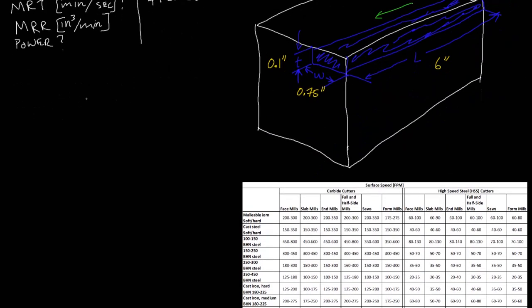So first, to calculate the spindle speed, I'm going to switch back to white here. I'm going to go to spindle speed. The formula that we use is similar to drilling. It's actually the same formula. So N equals 12V over pi d. Now we know what our diameter is. So our diameter is 1 inch. But we don't know V. And if you recall from previous videos, V was surface speed, which is in units of feet per minute.